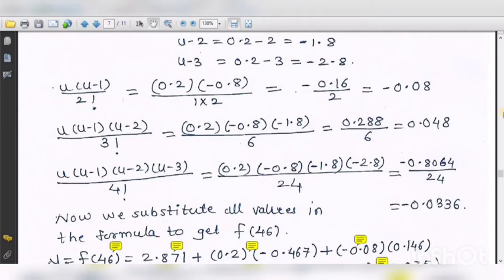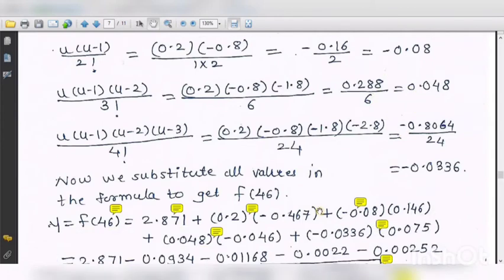So it is minus 0.8064 upon 24, because 4 factorial is 24, the product of the first 4 numbers, 1 into 2 into 3 into 4. So the answer is minus 0.0336. You have to take care of the signs very carefully, so that the answer is correct. Now we substitute all these values in the formula.